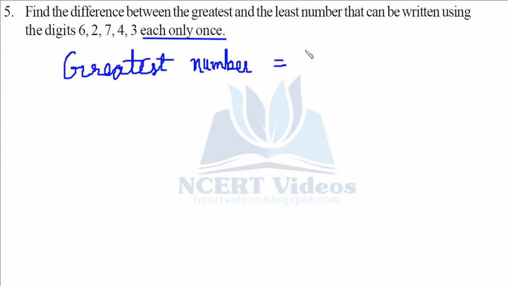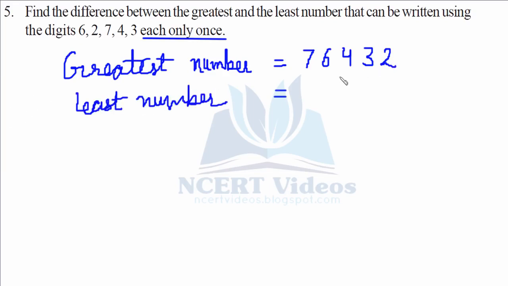So we are writing it 7, 6, 4, 3, 2. So that makes our 5-digit largest number from the given digits. Least number, we will just reverse the pattern. That is 2, 3, 4, 6, 7. Now we are asked to find the difference. So difference is nothing but subtraction of both the numbers.